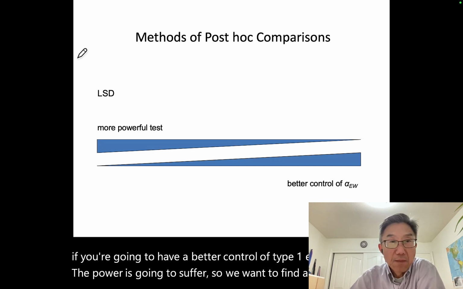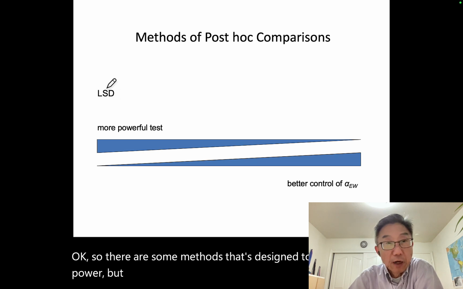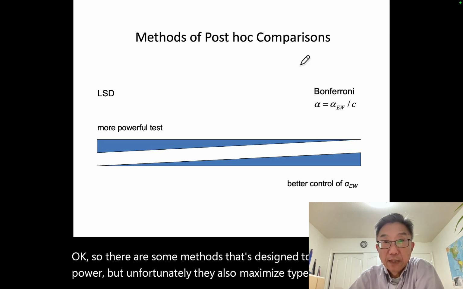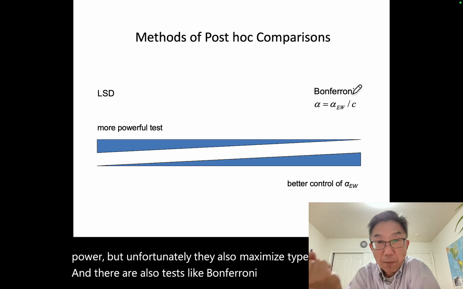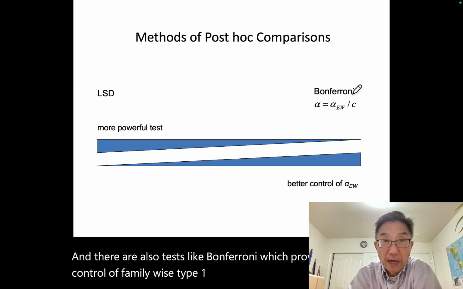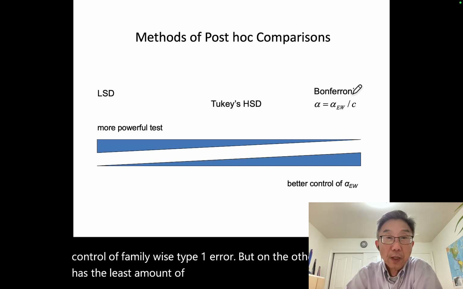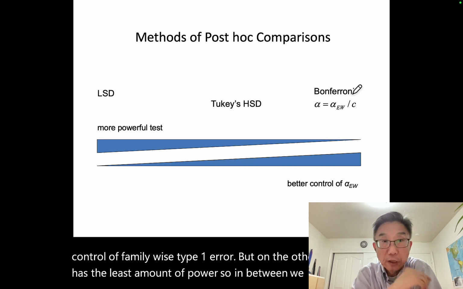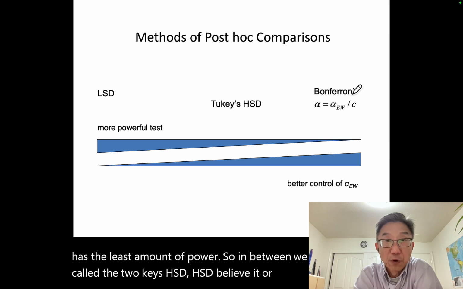Okay, so there are some methods that are designed to maximize power, but unfortunately, they also maximize type 1 error. And there are also tests like Bonferroni, which provides the best control of family-wise type 1 error, but on the other hand, this test has the least amount of power. So in between, we have a method called Tukey's HSD. HSD, believe it or not, actually stands for honestly significant difference.